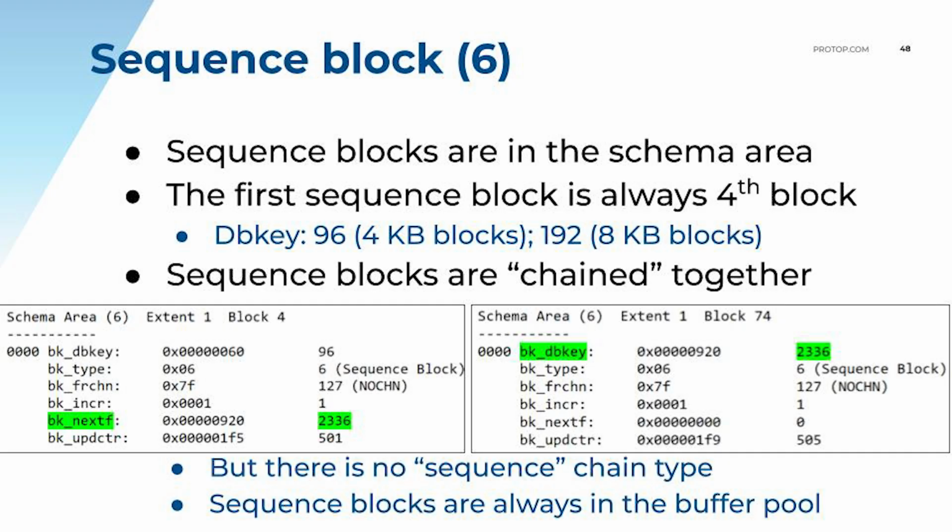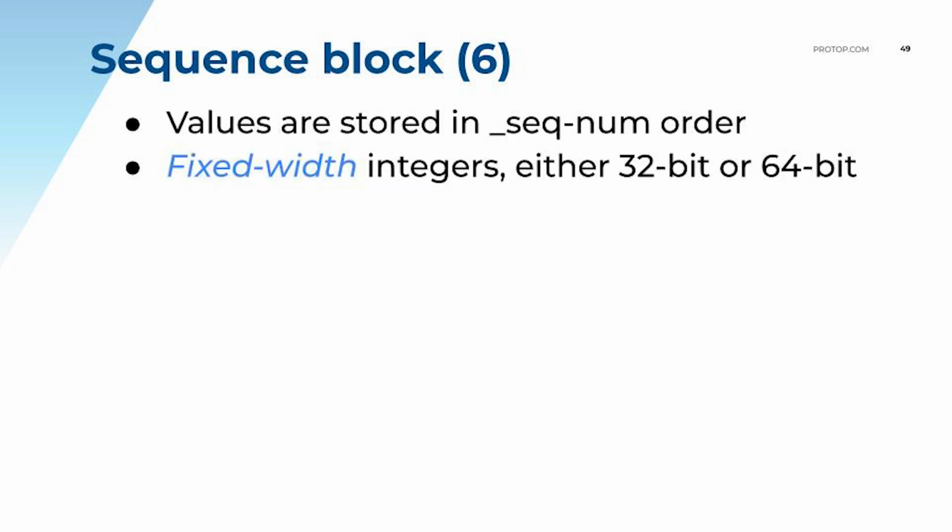Also, sequence blocks, unlike most other block types, are not demand paged. They're loaded into the buffer pool when you start the database, so they're always in memory. The sequence values in a sequence block are stored in order, and unlike other integers in the database, they're stored in a fixed width format, and for good reason, because there isn't any metadata or pointer or directory that says where to find these values. They're simply found by doing the math.